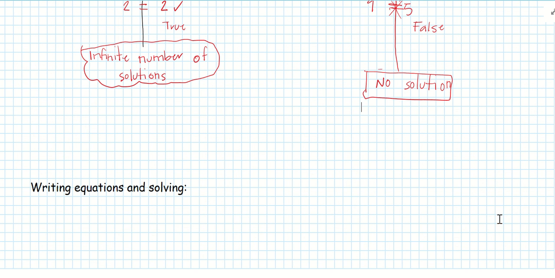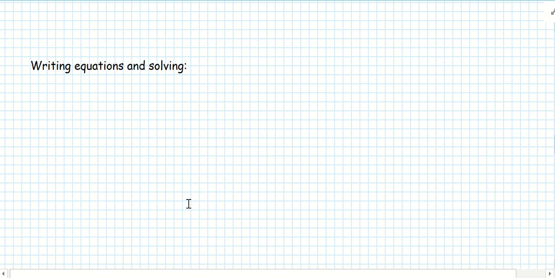So remember, it's like writing an expression into math, but now with an equal sign, which is what makes the difference between an expression and an equation. Expressions don't have the equal sign, equations do. So, okay, let's go ahead and get started.